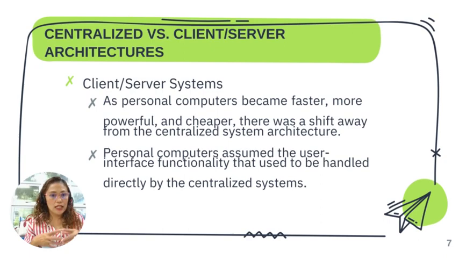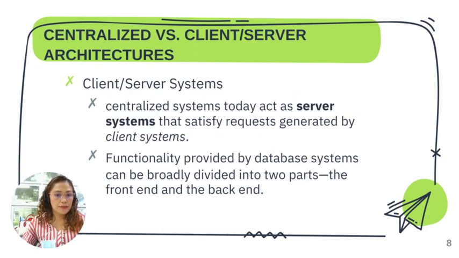However, the clients, on their end, have their own CPU or central processing unit, and they have their own storage spaces, and their own memory or main memory. Okay, so the centralized systems today act as the server systems in client server, which will satisfy the requests generated by the client systems. So functionality wise, it provides the database systems.